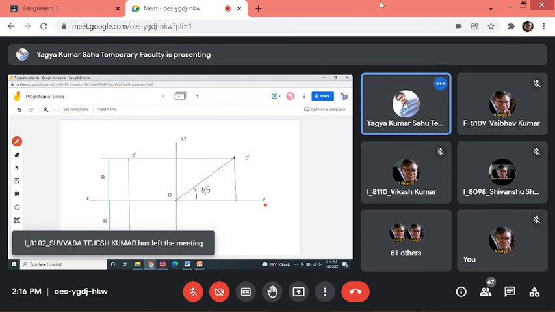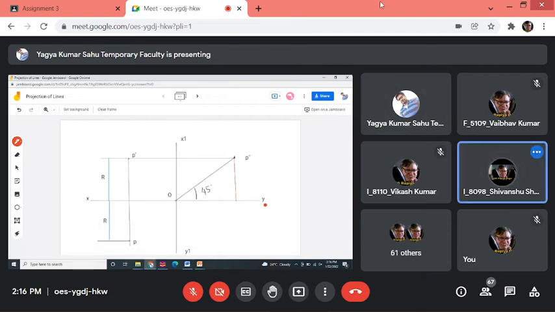Clear? Yes, sir. And distance of side view from x1 y1 will be equal to distance of point from vertical plane, either in front of that or behind the vertical plane. Vertical plane से जितना भी distance होगा वो x1 y1 से. We are locating side view in between two reference lines x1 y1 and xy. So we need two coordinates.